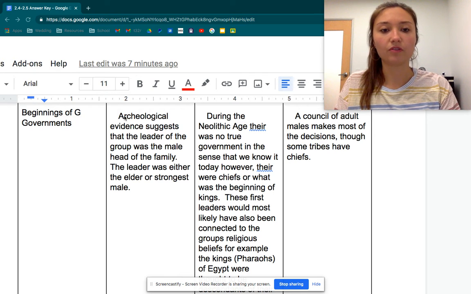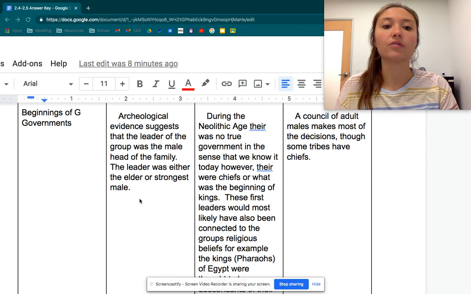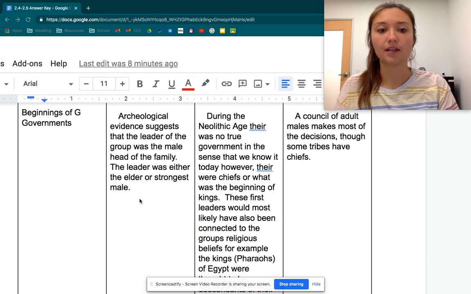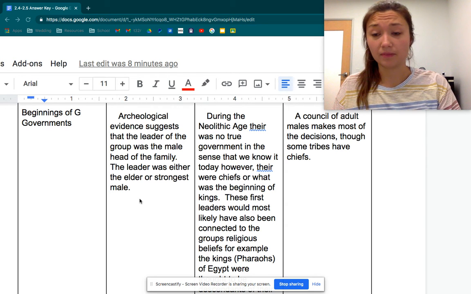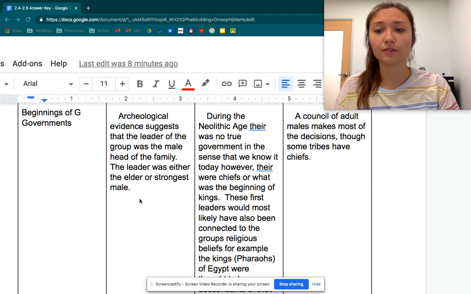Let's go over it. So for Paleolithic, archaeological evidence suggests that the leader of the group was the male head of the family. The leader was either the elder or the strongest male. There's always been government, guys. Government is not new. Since the very beginning, since the first people, government has been in place.